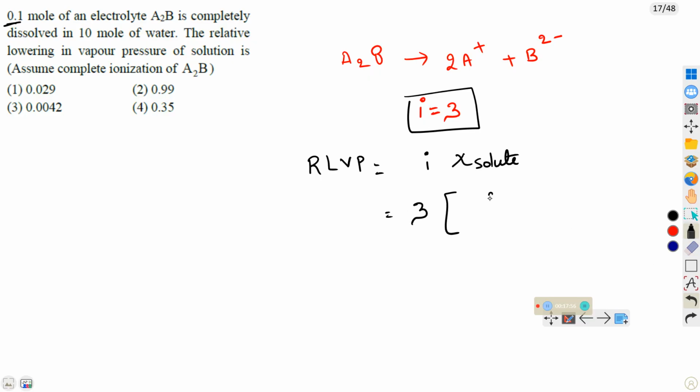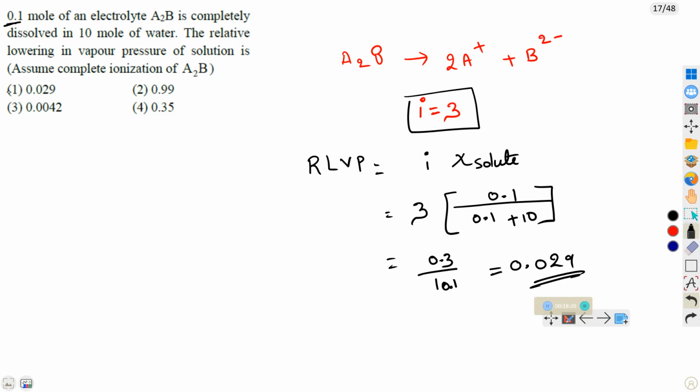Number of moles of solute 0.1 by 0.1 plus number of moles of solvent, 10. 0.3 by 10.1, then you will get 0.029. First option is correct.